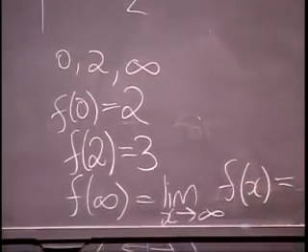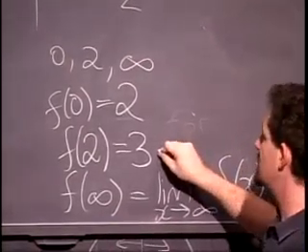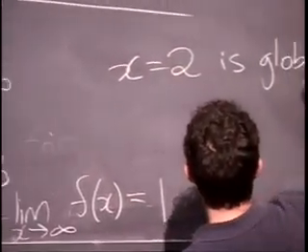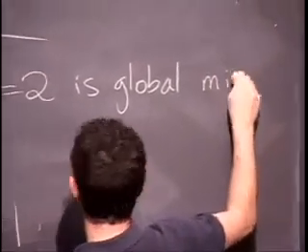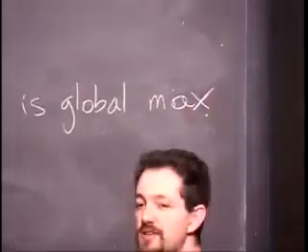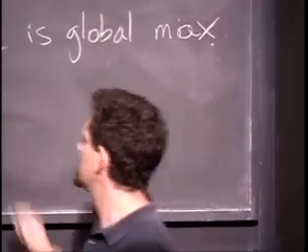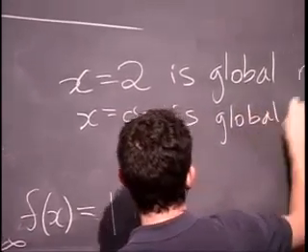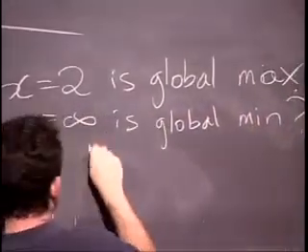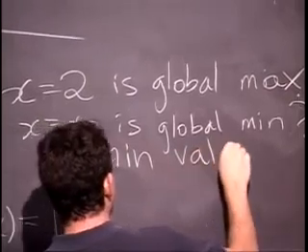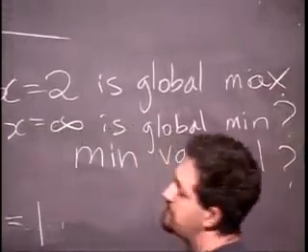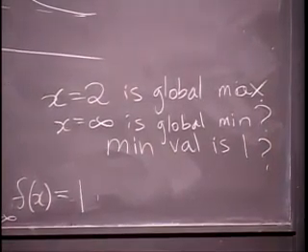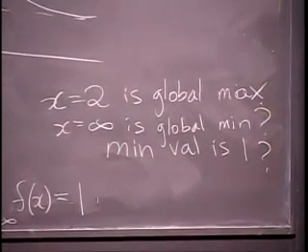So what's the biggest of these values? Well, this is the largest value at 3, so x equals 2 is still a global maximum. The question is, what is the global minimum? According to this, x equals infinity is the global minimum, and the minimum value is 1. I put question marks there, because how can infinity be a global minimum? What does that even mean? Infinity is not even a number, so that can't make sense.